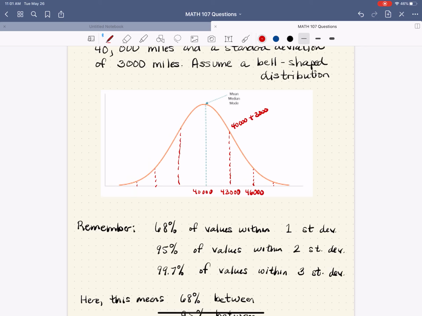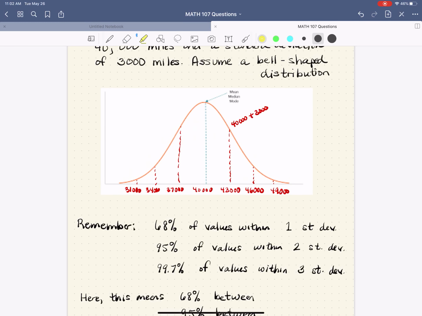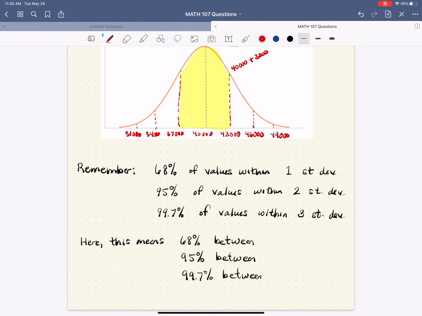So this is 46,000, and this is 49,000, and that means this is 37,000, this is 34,000, and this is 31,000. So here's where we can start to answer some questions. The first one is, we know that 68% is within one standard deviation, so we're talking about this area here. That means that those values are 37,000 and 43,000. So 68% is within 37,000 and 43,000.